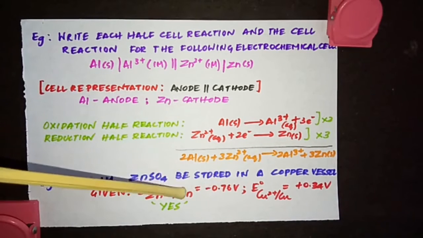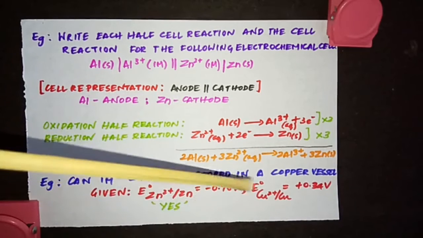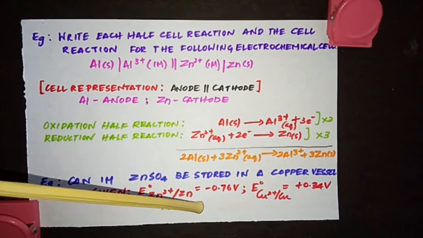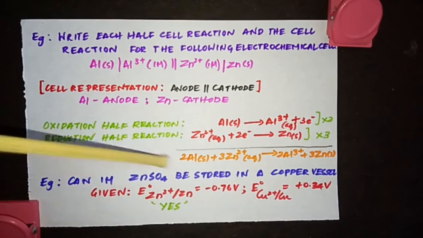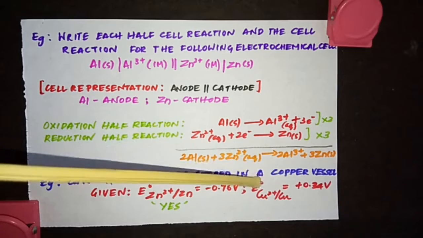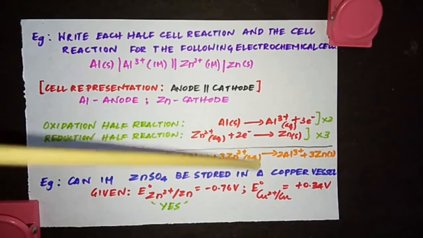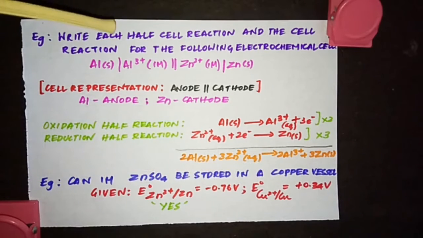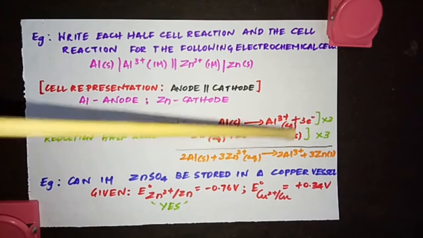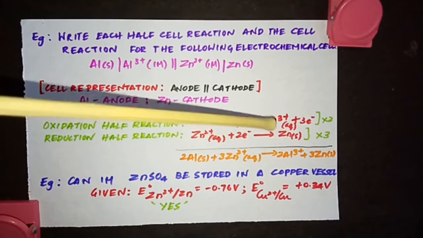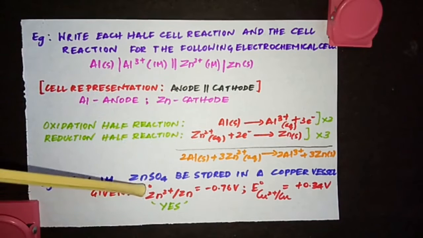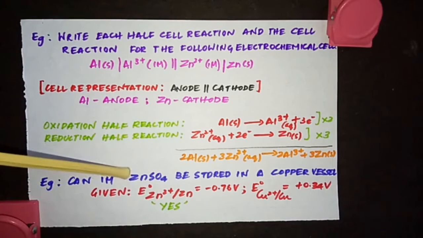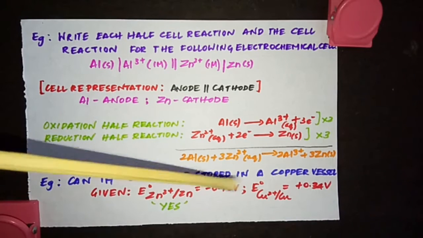Who has more tendency to undergo oxidation? The lesser the value, the more tendency to undergo oxidation. So zinc has more tendency to undergo oxidation. But what do we have? We don't have Zn, we have Zn2+, and we have Cu, not Cu2+. So compared to Cu and Zn, Zn has the more tendency to undergo oxidation. Cu will be as such. So it's not going to be changed into any other form, reduced or oxidized. So you can safely store ZnSO4 solution in a copper vessel.